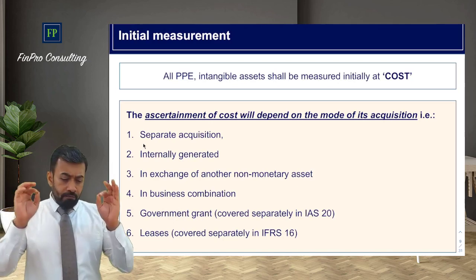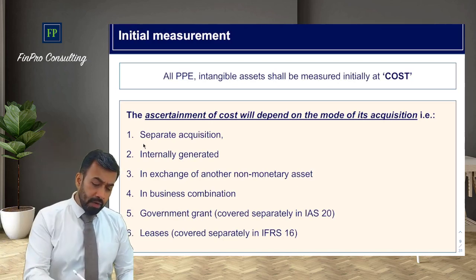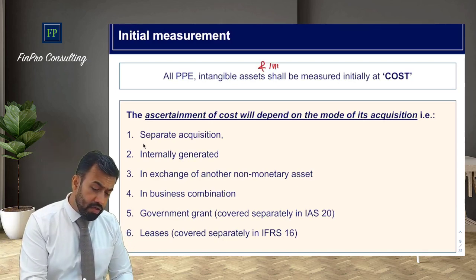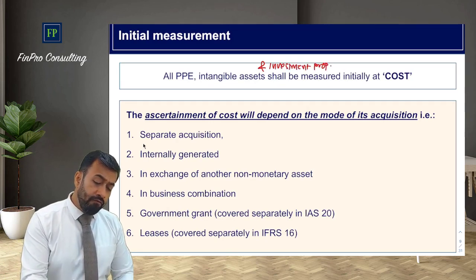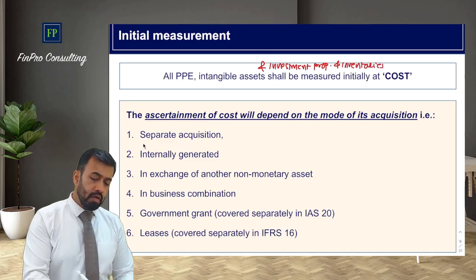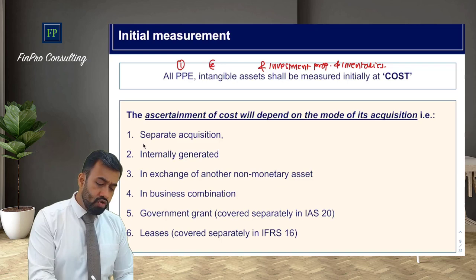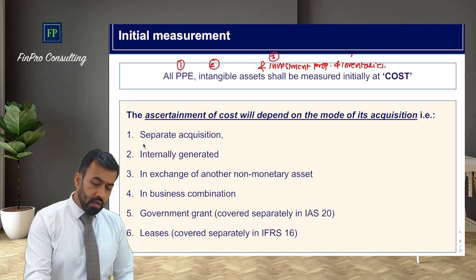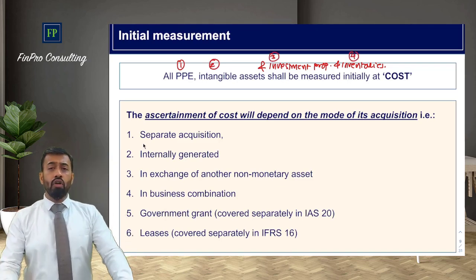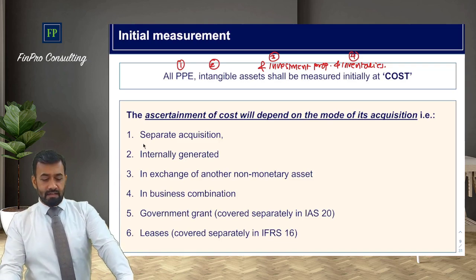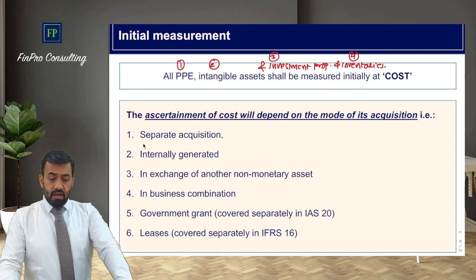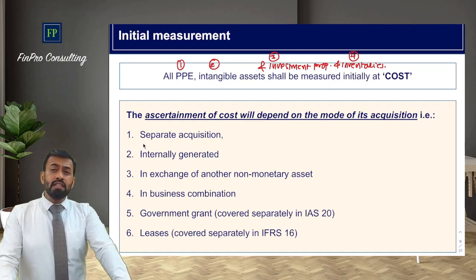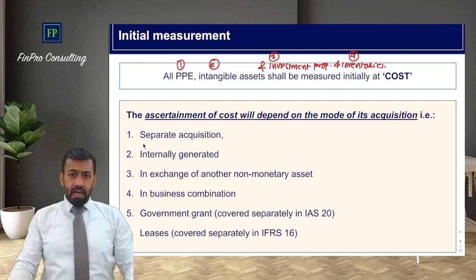Initial measurement of property, plant, equipment, intangible assets, and I will write here investment properties. And for that matter, inventories also. 1, 2, 3, and 4. It is always at cost. Then what does it mean by cost? That we have to see.